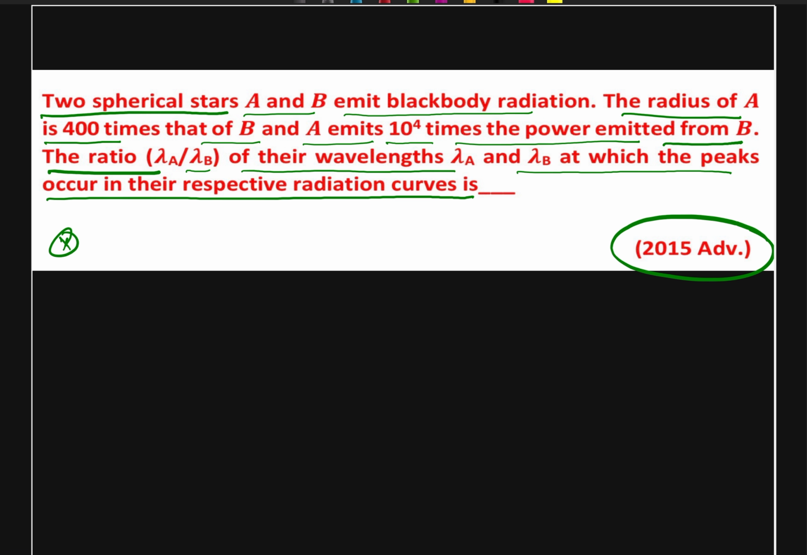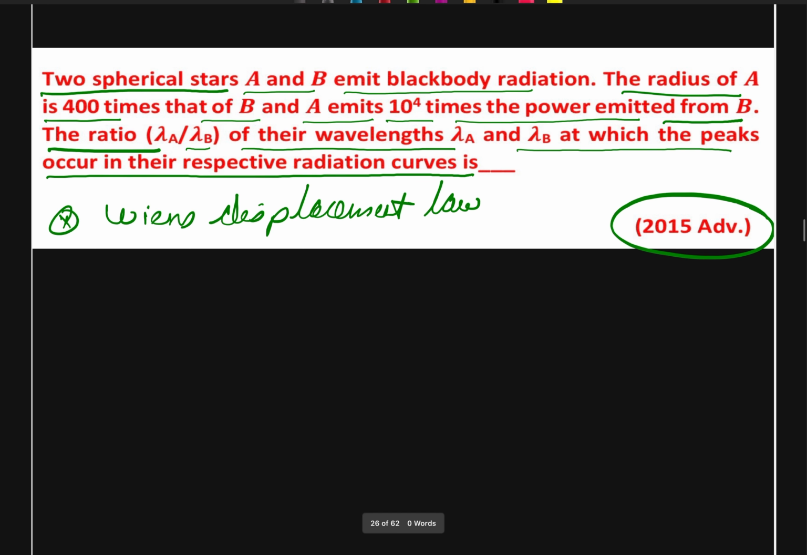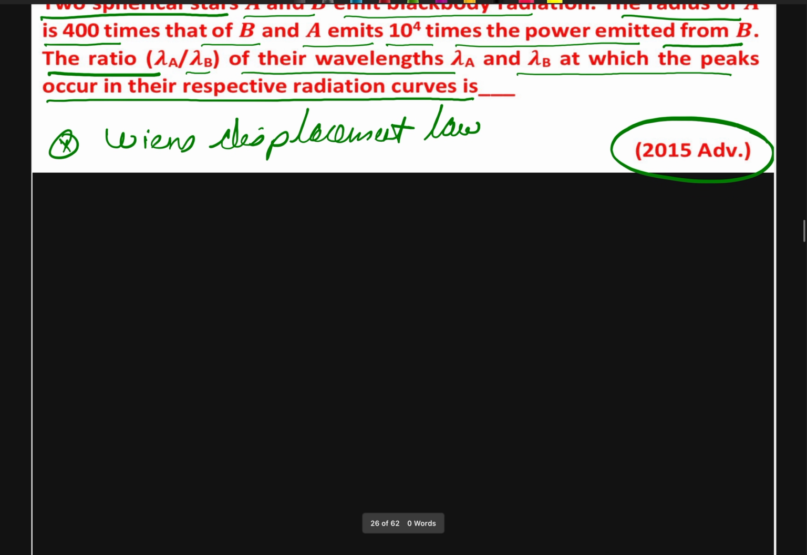So we can say that our Wien's displacement law gives us lambda max times temperature. The product is equal to B, where B is Wien's constant and its value is known to us.